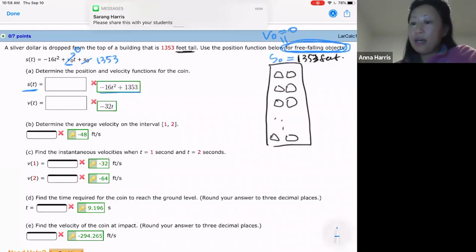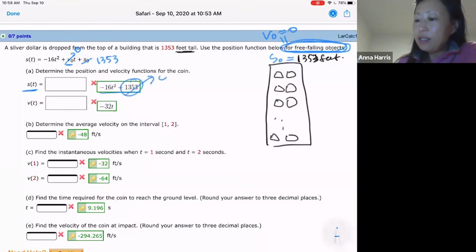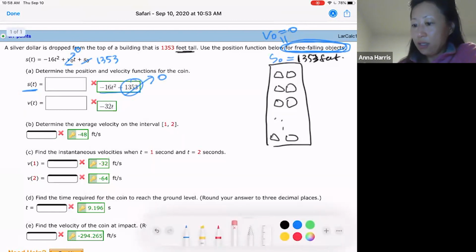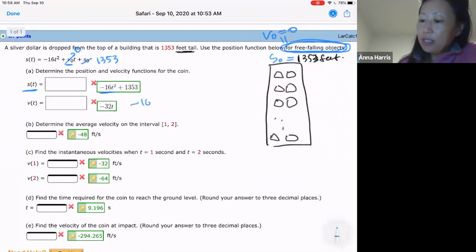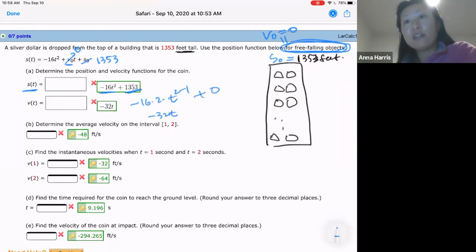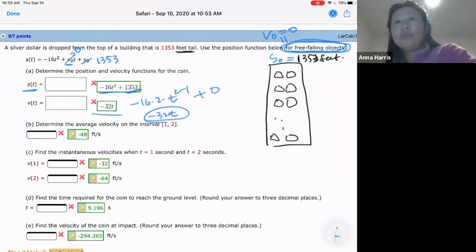Take a derivative of that. Take a derivative of this. So the derivative of this, just this one, is what? Simply 0. We know that, right? And then the derivative of this is negative 16 times 2 times t^(2-1), which gives you negative 32t. And the derivative of this is what? Simply 0, because that's a constant function. So that's why you have this only. So part A is done. Part A is easy, we're done.